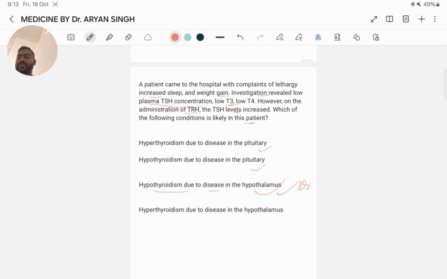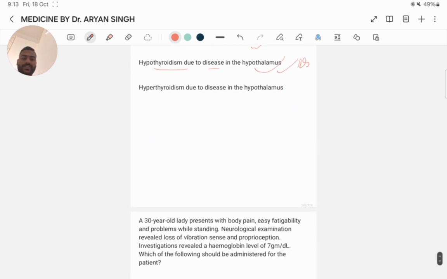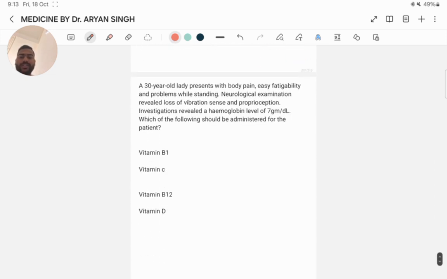Based on the given information, the most likely condition in the patient is hypothyroidism due to disease in the hypothalamus. Next question. A 30-year-old lady presents with body pain, easy fatigability, and problem with standing. Neurological examination revealed loss of vibration sense and proprioception. Investigation revealed a hemoglobin level of 7 mg per dL. Which of the following should be administered for the patient?